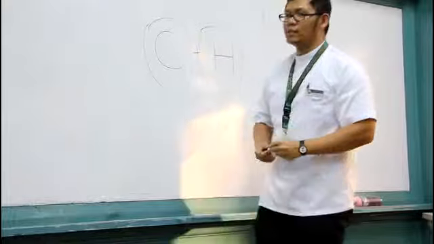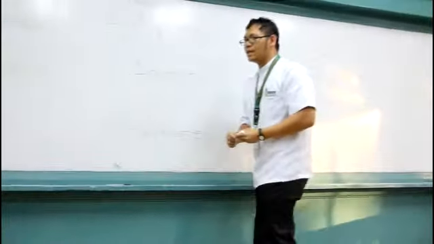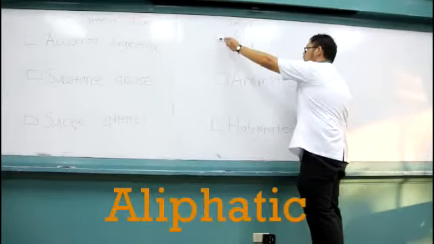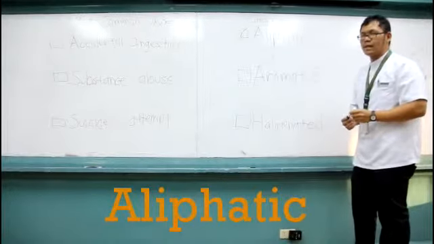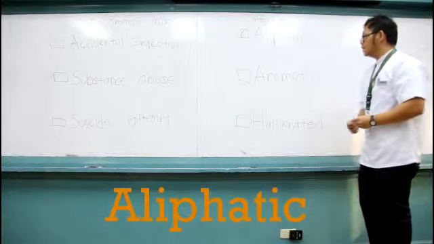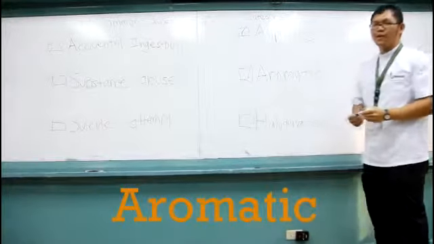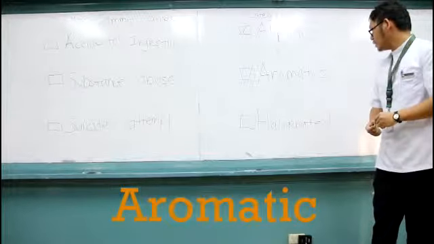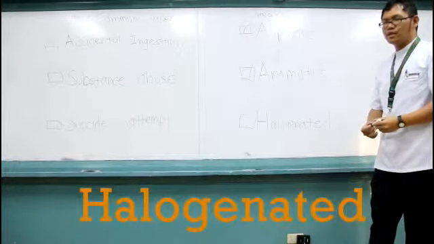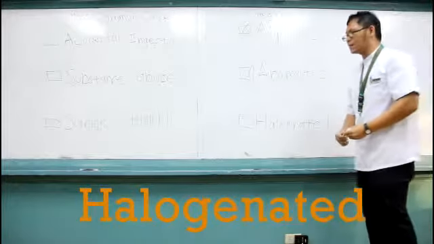So these hydrocarbons can be categorized into different types. The categories are aliphatic hydrocarbons, such as kerosene, gasoline, and lighter fluids. We also have aromatic hydrocarbons, which contain one or more hydrocarbon rings. And we have halogenated hydrocarbons, which contain the halogens, like chloroform.